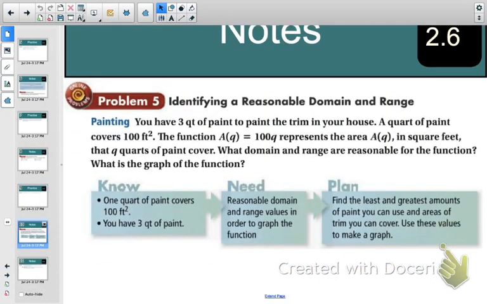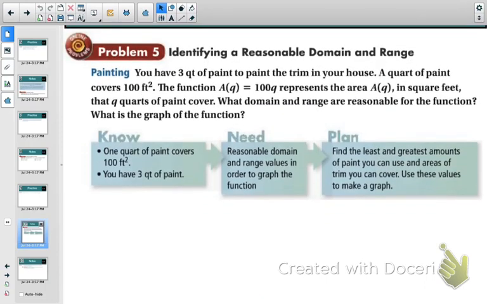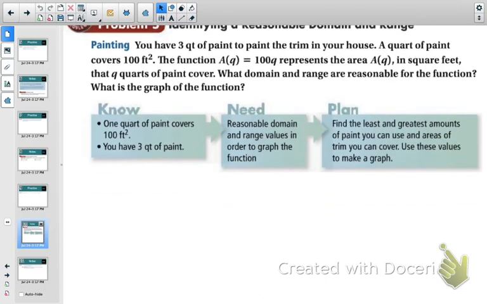Okay, last one. It says you have 3 quarts of paint to paint the trim of your house. A quart of paint covers 100 square feet. The function A of Q equals 100Q represents the area, A of Q, in square feet that Q quarts of paint cover. So Q is the quarts of paint, A is the area. What domain and range are reasonable for the function? What is the graph of the function?